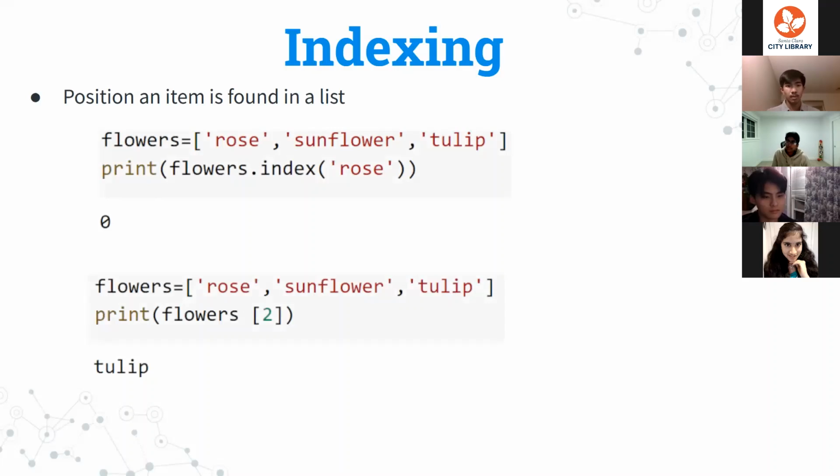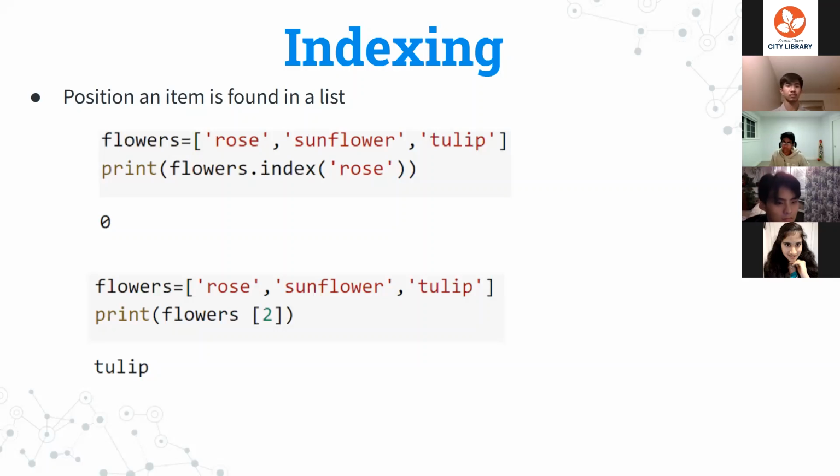So, in regards to indexing, there are 2 different things we can do. The first is to find the position of a certain part of a list. For example, in the first example, we have print flowers.index roses. What this does is, in the list flowers, it looks for the index of the item roses. It looks for the position of roses. So we're at the name of the list, .index, and then the item that we're looking for. So in this case, roses is at the 0th position, so that would output 0.